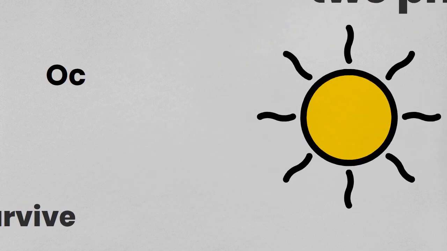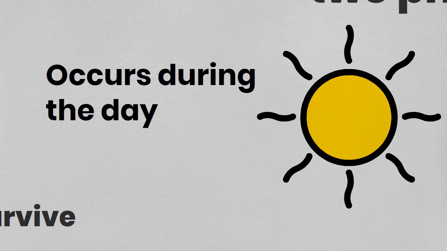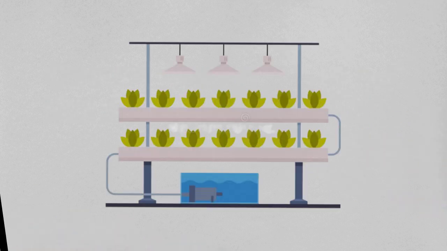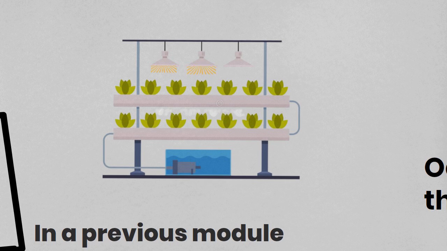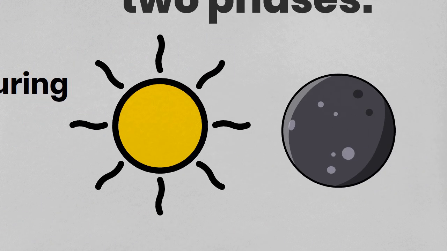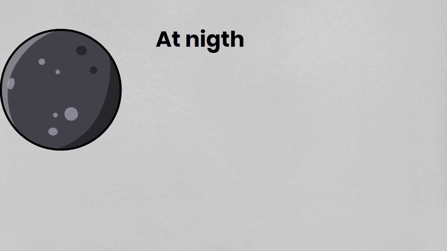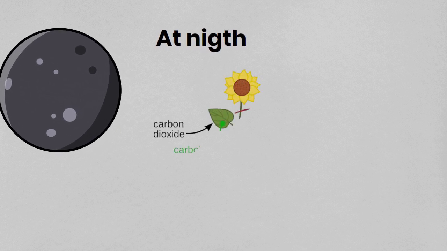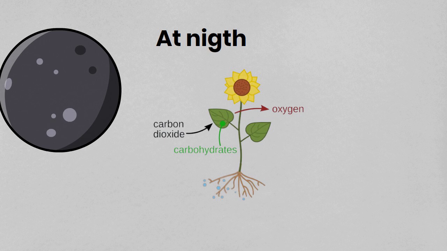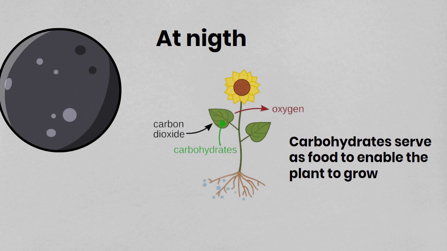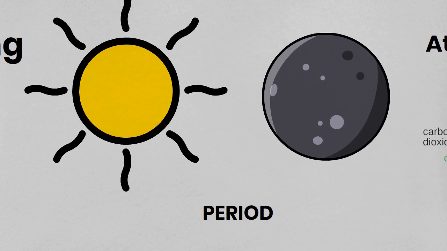The light phase occurs during the day, or when the lights in the growing area are on. This is when energy is absorbed by the plants. At night, or when the lights in the growing areas are off, chemical reactions occur in the plant cells which produce carbohydrates. Carbohydrates serve as food to enable the plant to grow. So now we know that plants need periods of light and periods of darkness to grow properly.